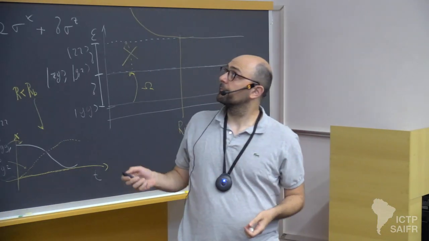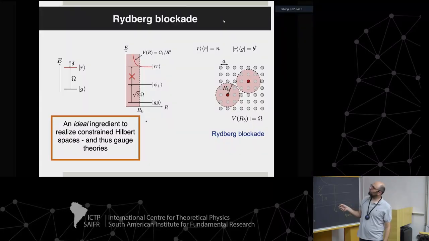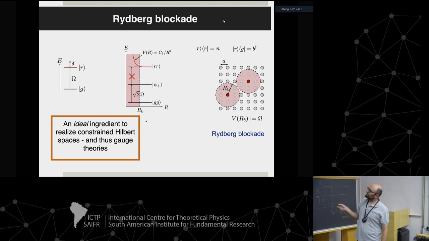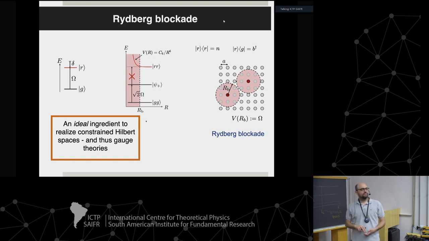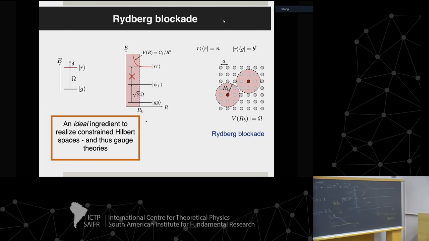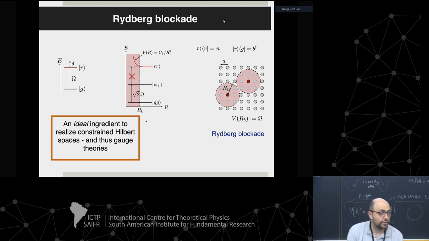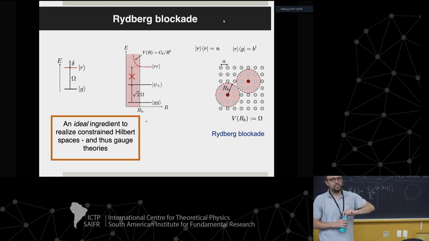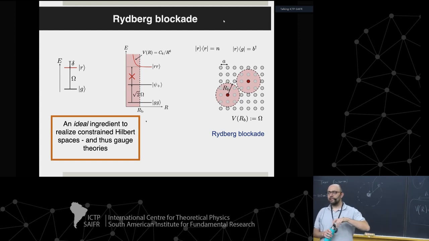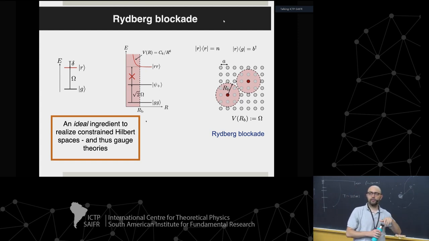Okay. So this is an example where instead of having two atoms, we now have many. And you can see what happens for these atoms on the square lattice. If the radius is square root of 2, you're essentially blocking all the atoms which are nearest neighbors, and also next nearest neighbors. Okay? What is that? This is a Hilbert space which is strongly constrained. So this is exactly the thing that can help us realize the basic building block of our gauge theories. Okay?